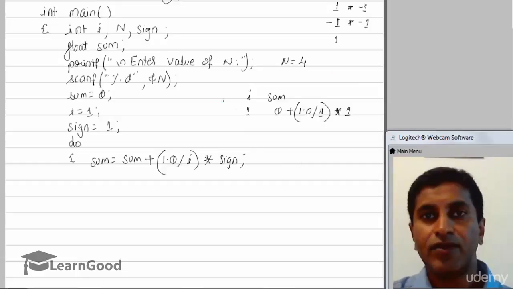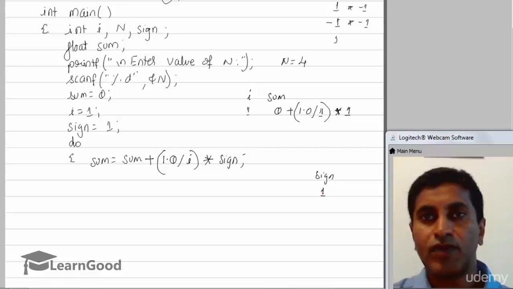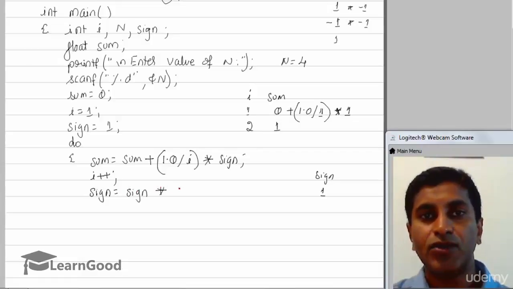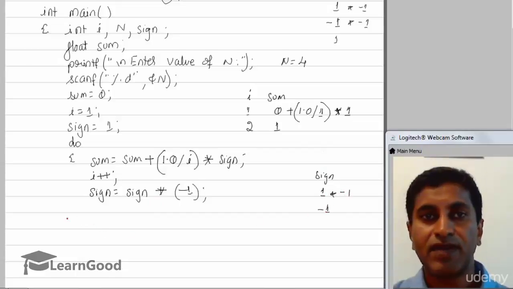So the sign value has been initialized to 1. It's going to be 1 divided by 1 is 1, 1 into 1 is 1, 1 plus 0 is also 1. Then increment I value, I plus plus, so I will become 2. The sign value has to be made negative, because earlier it was positive, so you have to make it negative. So sign equals sign into minus 1. 1 into minus 1 is going to be minus 1. The sign value is minus 1. Then go back.